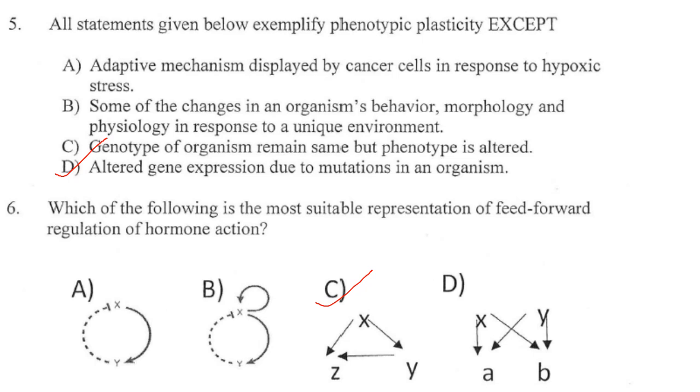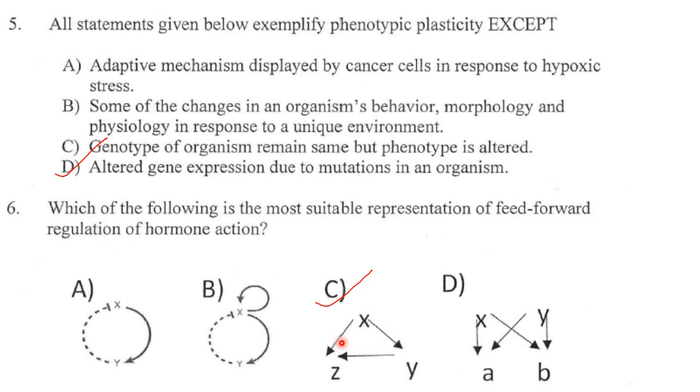Then next one. Which of the following is the most suitable representation of feed-forward regulation of hormone action? So in feed-forward condition, what will happen is the system will anticipate and bring about a change even before the original variable is changed. An example I can tell you is that the thought or smell of the food will induce gastric secretions. That is anticipatory. You don't know whether you will get the food in your hand, but before that, gastric secretion started thinking that food is being already eaten. So that is an example of feed forward regulation.